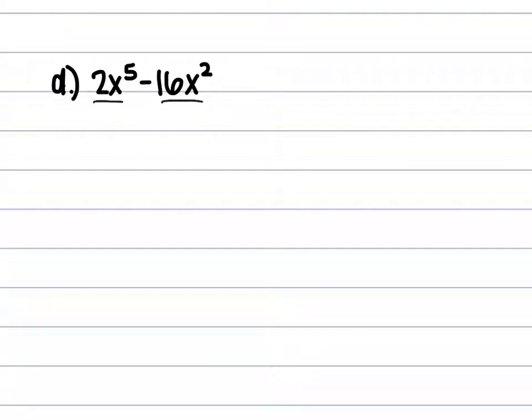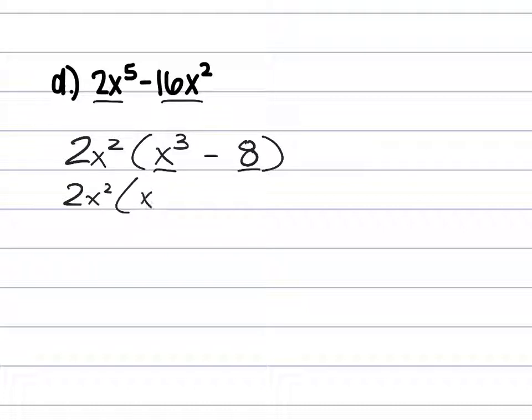GCF. Oh, okay, great. Yep. Which would be 2x squared, which leaves me with what inside? That would be x cubed, and then minus 8. Perfect. Now, notice that what is in parentheses there does look like the difference of two cubes, right? So we've got 2x squared times x to the 3rd power minus, well, how can I write that as a cube? 2 to the 3rd power. That's exactly the same thing. 2 to the 3rd power is exactly the same as 8.